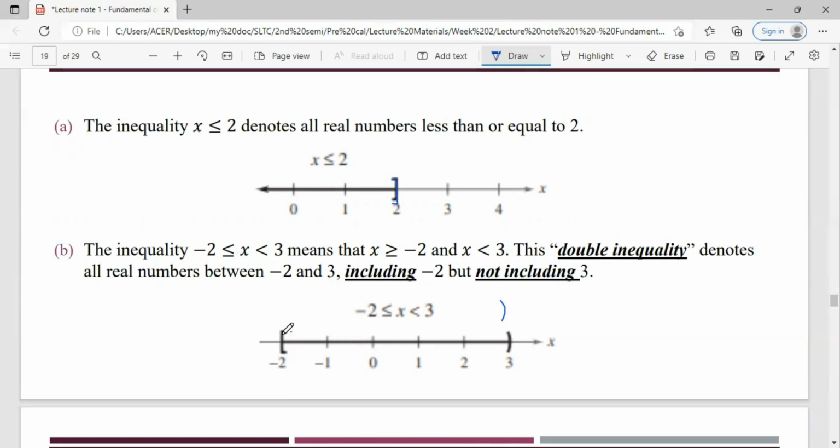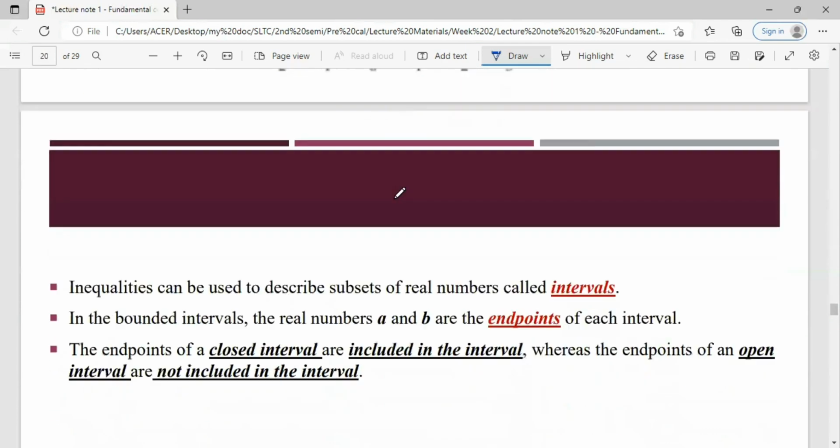So if we use this bracket, that means that value is also included. But if we use this bracket, that means this value is not included. Right? Like here. Here also the same way. Here x less than or equal to 2, so that means this value is included, right? Okay.